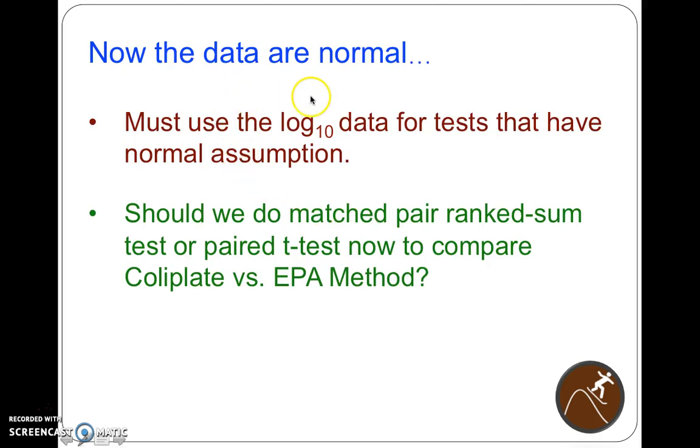So now the data are normal, we must use the log 10 data. We didn't do anything to the original variables, so we have to use the new variables for our statistical test in order to meet the normal assumption. So now the question is should we do the matched paired rank sum test or paired t-test now to compare Kohli plate versus EPA method? So we did the log transformation, and it worked. So let's do the paired t-test.